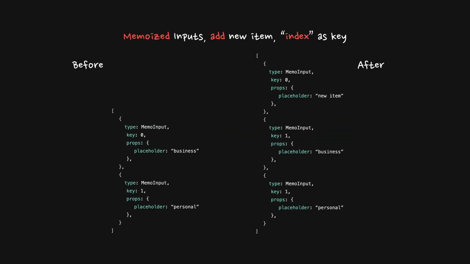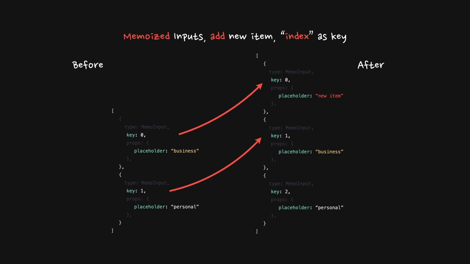Exactly the same situation if we try to add a new item at the beginning of the array. If we use array's index as the key, then from React's perspective, the props on the item with the key 0 will change to the new item props. Props on the key 1 will change to the props that used to be on the item 0, and a completely new item with the key 2 will appear. The first two items will re-render. The item with the key 2 will be mounted from scratch. Memoization again doesn't work as expected.